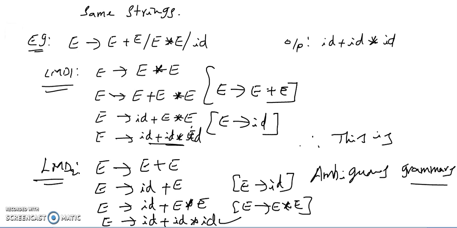In the same way we can derive alternative RMD1 and RMD2, and those also generate the same string. Therefore this is an ambiguous grammar. This is the basic fundamental. We have to know what an ambiguous grammar is, and from the next video onwards we will see different types of examples of ambiguous grammar, parse trees, derivation trees, etc.